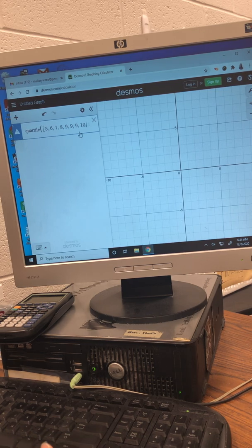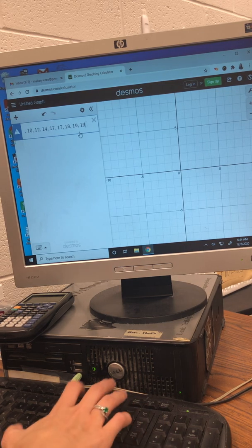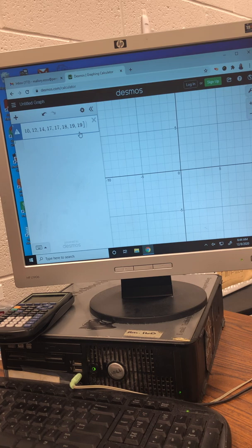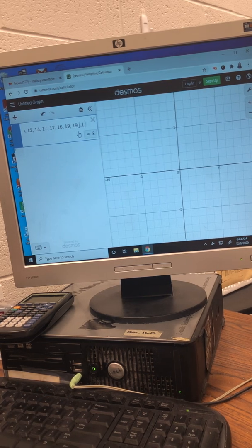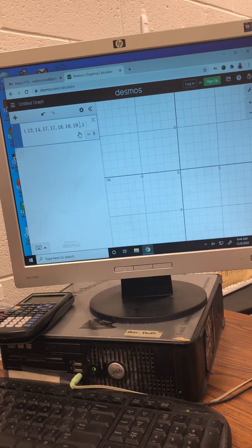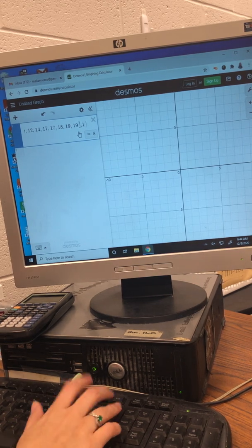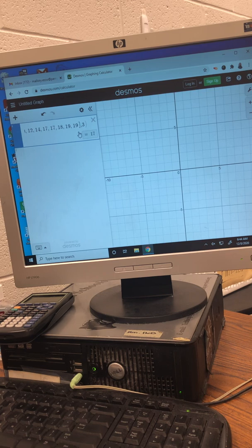But then I'm going to take my cursor down to the very last number. And right after that number, I'm going to finish the bracket. And after the bracket, I'll put comma 1. And that'll give me the first quartile, which is 8. So I'm going to write that down. And then you just change that to comma 3. And that will give you the third quartile, which is 17. So that is how you do the quartiles in Desmos.